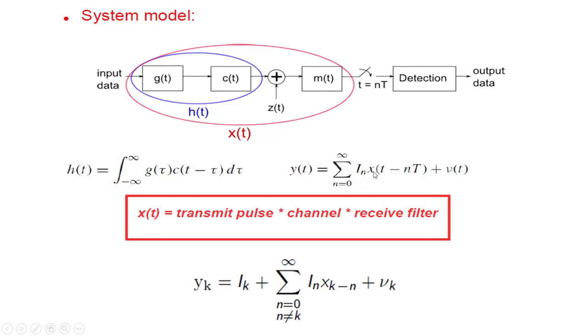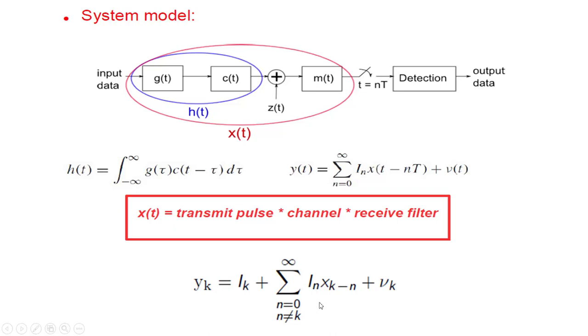So once that term is put equal to unity, for n equal to k, I_k will be separately put out here, and all other terms, n not equal to k, will remain here, plus v_k, the sampled version of the noise. Actually, this is the ISI that will be introduced into the system. The effect of the previous bits onto the present bit, the spilling over effect of the previous bits onto the present bit. So that's the sampled signal we get here after the sampler, and then the decision has to be made.